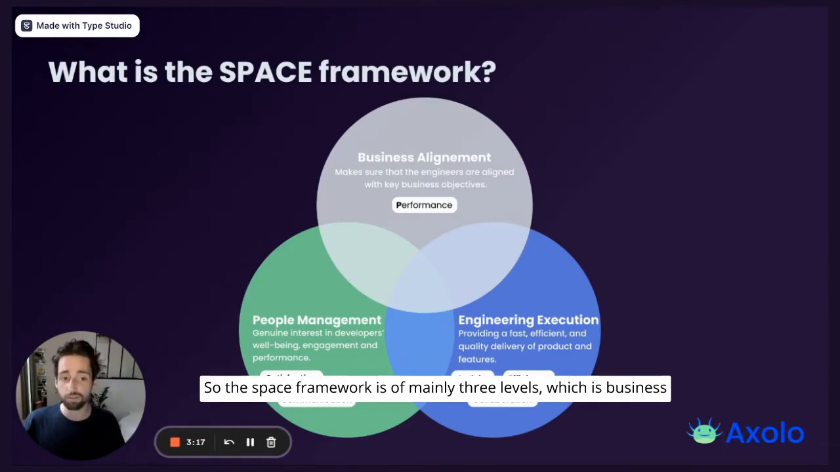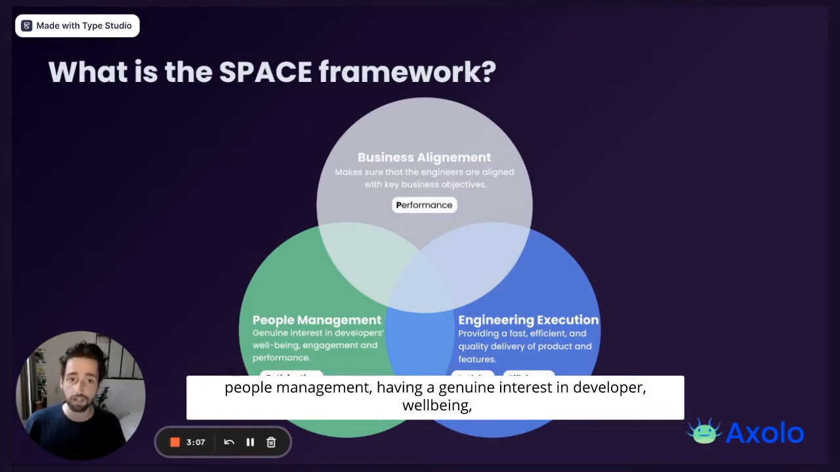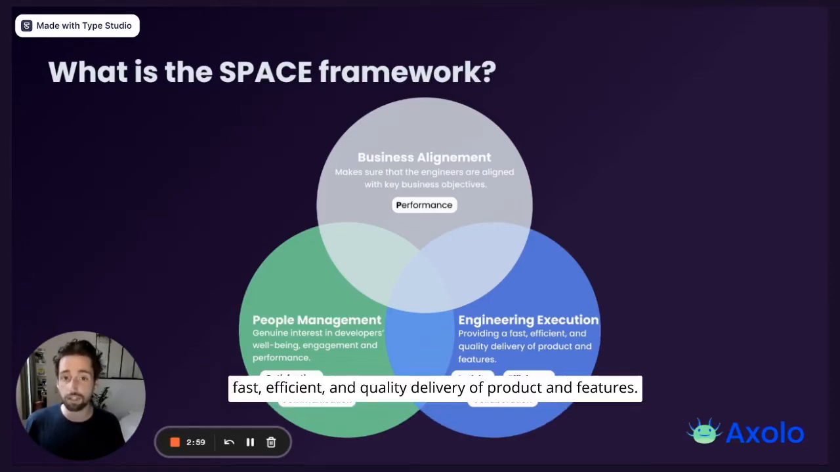So, the SPACE framework is composed of mainly 3 levels, which are business alignment, making sure that the engineers are aligned with key business objectives; people management, having a genuine interest in developer well-being, engagement, and performance; and engineering execution, providing a fast, efficient, and quality delivery of product and features.